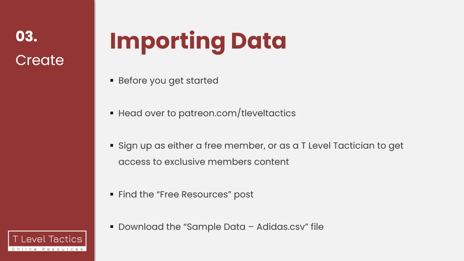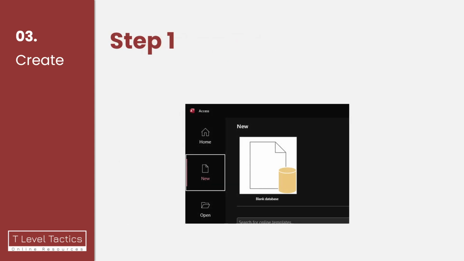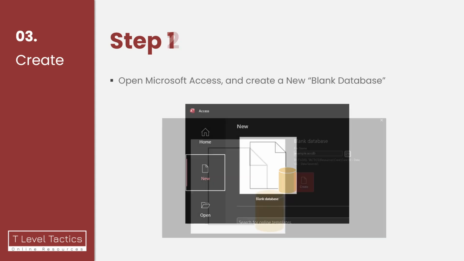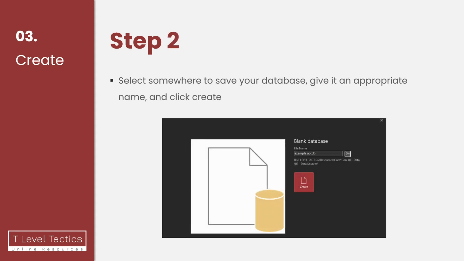The first thing you should do is open Microsoft Access. Step 1. Once you've opened Access, create a new blank database. You can select New on the left-hand side, and then Blank Database should appear. Step 2. Select somewhere suitable to save your database, and give it an appropriate name, and then click Create. I've called this one Example. You'll see that the file type is an ACCDB, or Access Database.